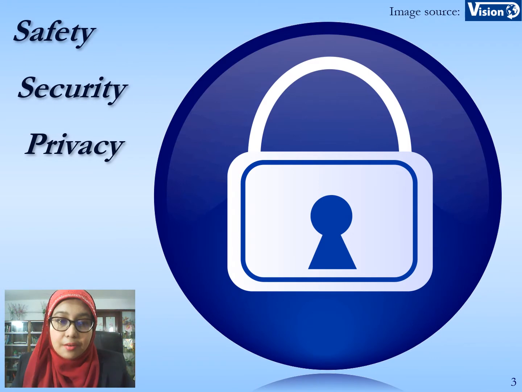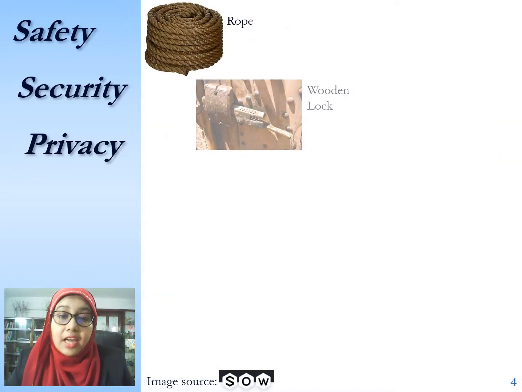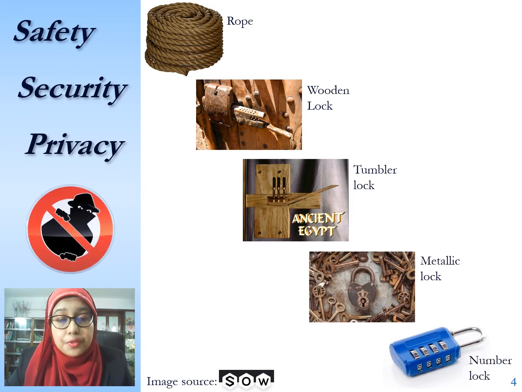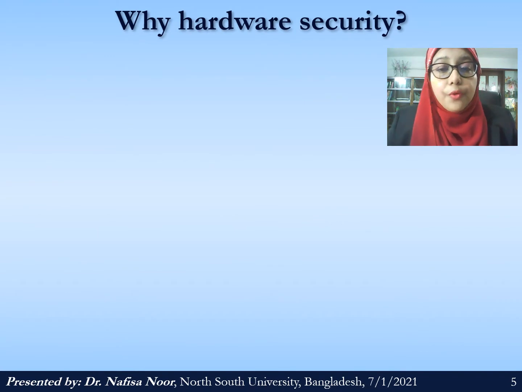In very general terms, safety, security, and privacy are prime needs of human civilization. From the ancient era, people have been trying to protect their personal belongings using various forms of mechanical lock and key systems. Despite the enormous improvements of these mechanical lock and key systems, they still fall short in the current age of Internet of Things or IoT. The need for the hardware security is very much interlinked with the IoT.